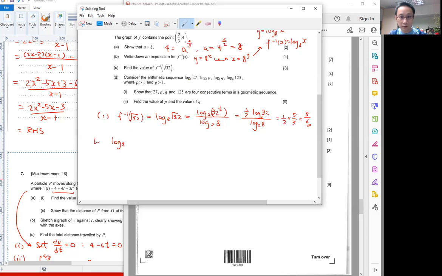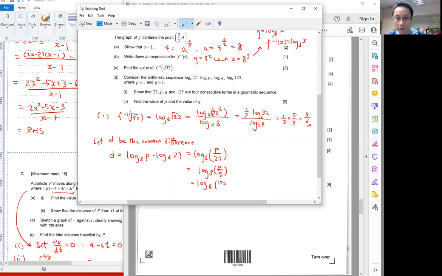Or we can let D be the common difference. So D equals log base 8 of P minus log base 8 of 27. And you can use log rules. You can also claim D would be equivalent to log base 8 of Q over P, my bad.